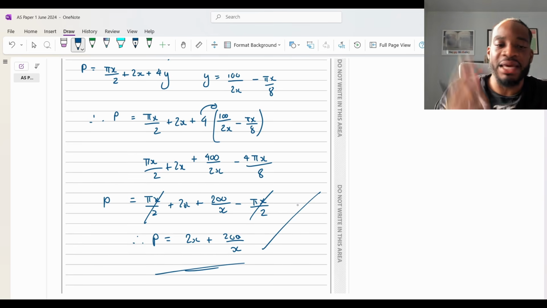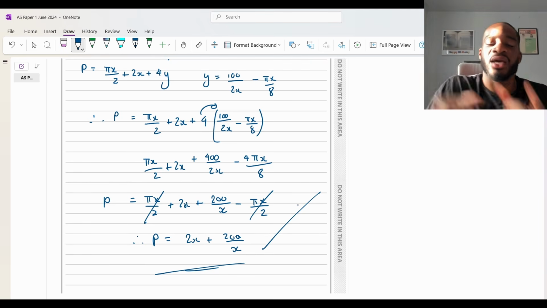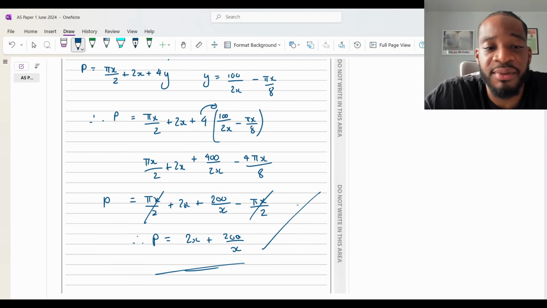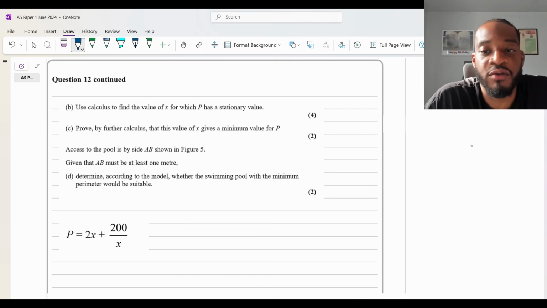So again, it's the same thing each time. You get 2 equations, you use algebra to rearrange one, plug it into the other, and it's just about simplification. That's it. Finished. Okay, so part B says, use calculus to find the value of x for which P has a stationary value, for 4 marks.